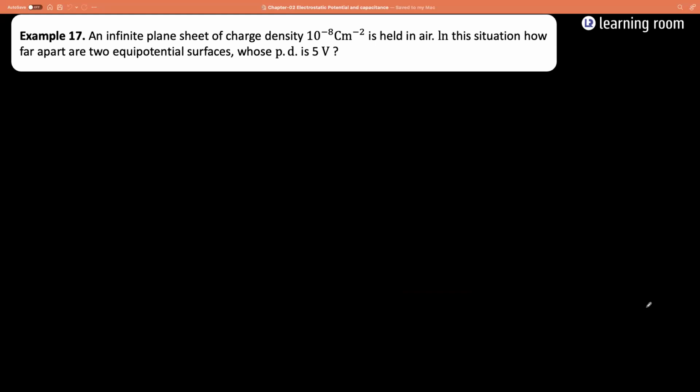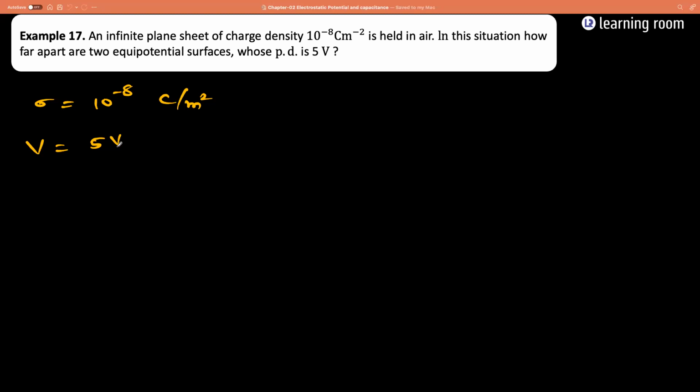An infinite plane sheet of charge density 10 power minus 8 Coulomb per meter square is held in air. In this situation, how far apart are the two equipotential surfaces? You know what is an equipotential surface, right? So a surface where the potential is going to be constant or potential difference is going to be 0. So there is an infinite plane sheet of charge density, sigma is equal to 10 power minus 8 Coulomb per meter square. It is held in air. In this situation, how far apart are the equipotential surfaces whose potential difference is 5 volt? So V is equal to 5 volt.